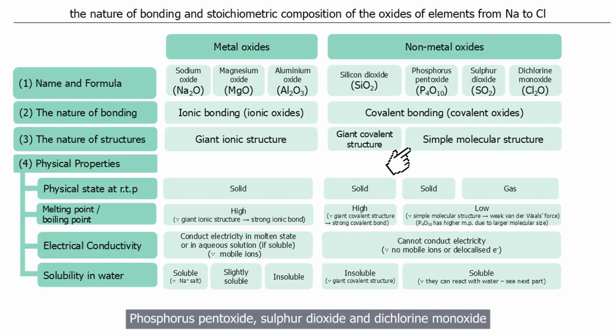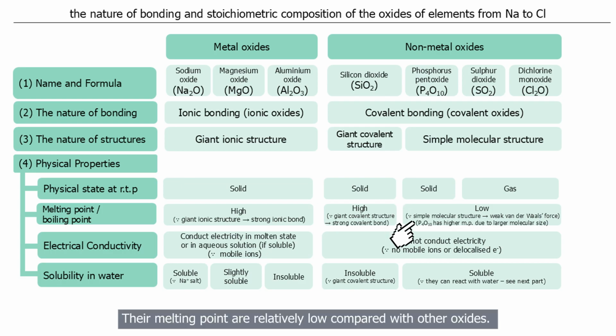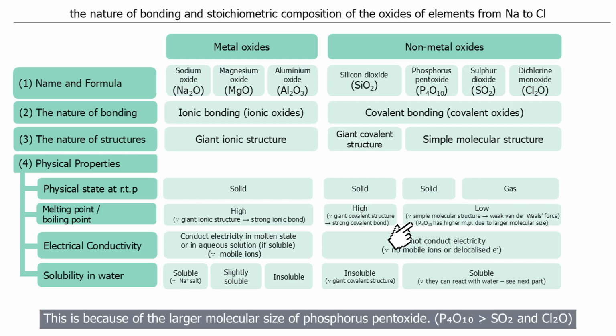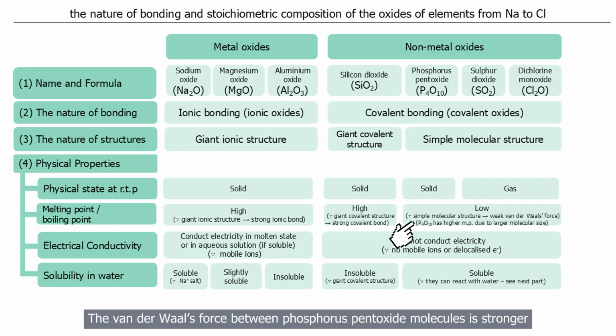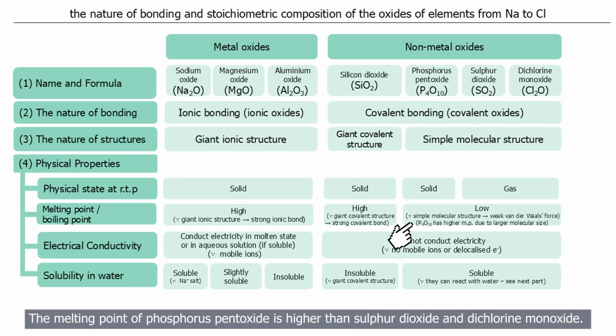Phosphorus pentoxide, sulfur dioxide, and dichlorine monoxide have simple molecular structures with weak van der Waals forces between molecules. Their melting points are relatively low compared with other oxides. At room temperature and pressure, phosphorus pentoxide is a solid, while sulfur dioxide and dichlorine monoxide are gases. This is because of the larger molecular size of phosphorus pentoxide. The van der Waals force between phosphorus pentoxide molecules is stronger than that between sulfur dioxide and dichlorine monoxide molecules. The melting point of phosphorus pentoxide is higher than sulfur dioxide and dichlorine monoxide.